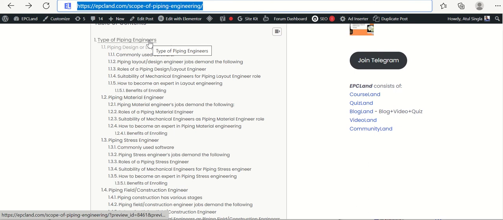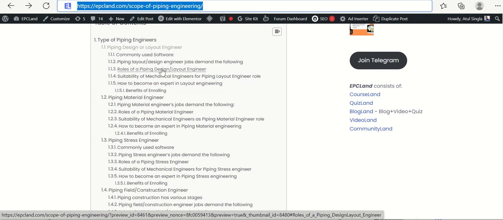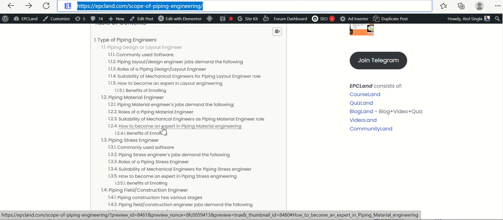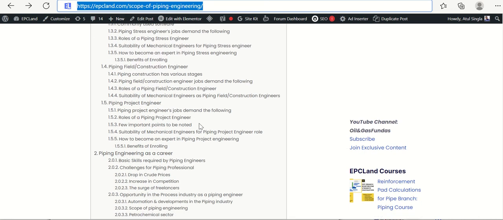First we'll try to understand what are various types, whether it is layout, material, stress engineer, construction engineer, and what is their role, what is expected from them, how mechanical engineers are suitable for this role, and how you can become expert in piping engineering. So this is the main agenda of this video.